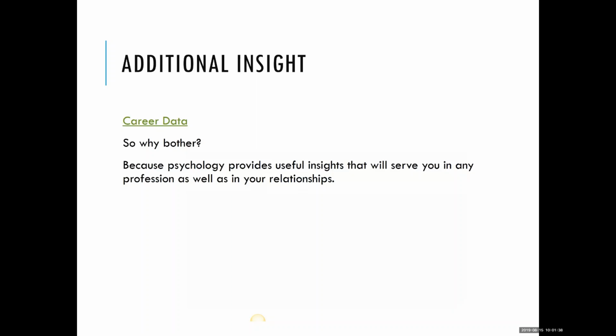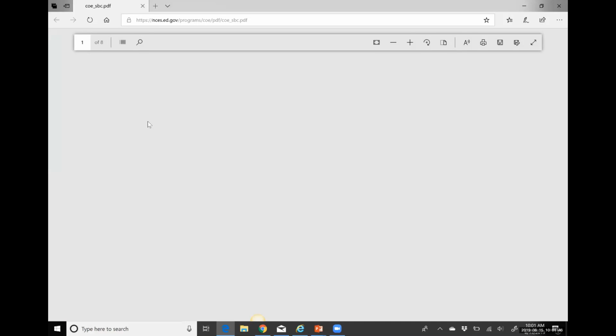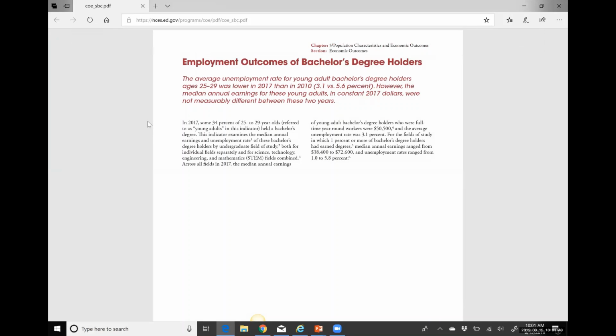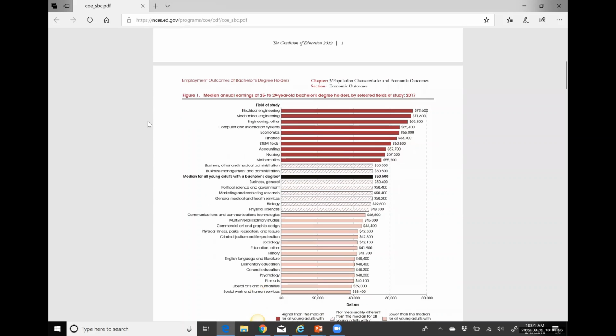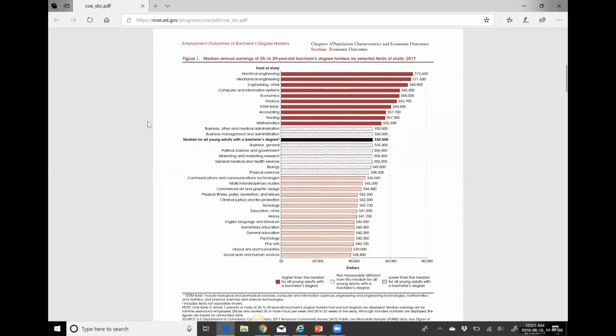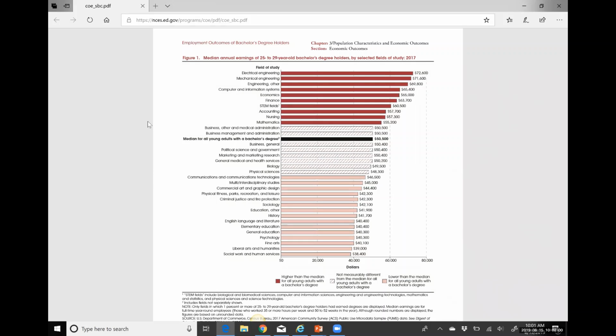There's also some career data, which I show. Let's make sure that this link is still active. This is published by the US government, and it includes some basic population data. This actually shows you the average income of people in their careers with bachelor's degrees by field of study.